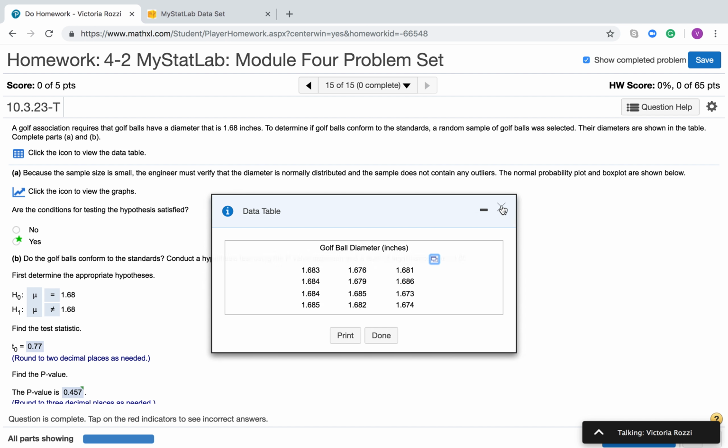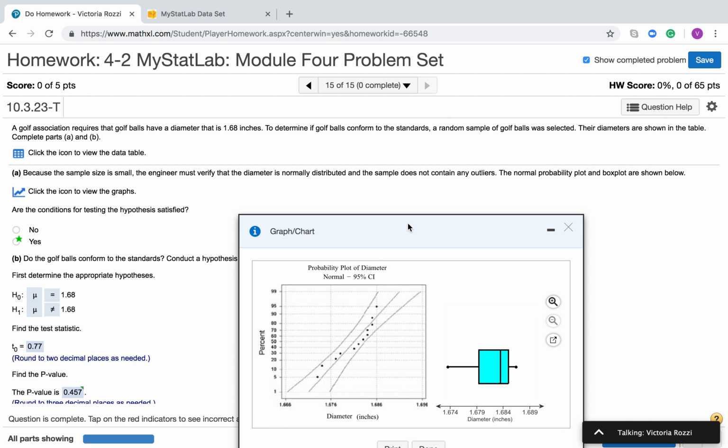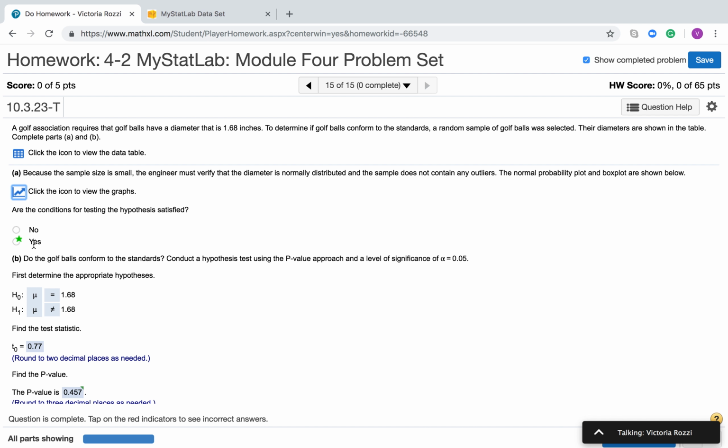Okay, so let's go through our other parts of our question here. Letter A: because the sample size is small, the engineer must verify that the diameter is normally distributed and the sample does not contain any outliers. The normal probability plot and box plot are shown below, and I have to click to view these graphs. Are the conditions for testing the hypothesis satisfied? So again, we're looking for if it's normally distributed and if there are any outliers. Normally distributed would mean that in this normal probability plot, these all conform to sort of a line. So if you look here, they're within these parameters. So I would say that this is normally distributed. And then also, if you look at our box plot, we do not have any dots that are outside of our whiskers, right? These little lines here are called your whiskers in your box and whisker plot. And I don't see any outliers. So I think we are good, which is why they have said yes.